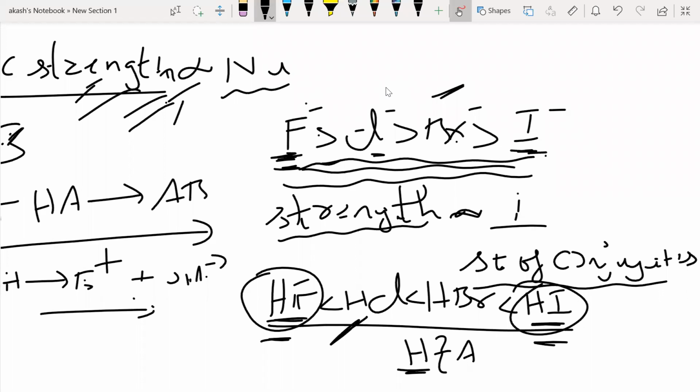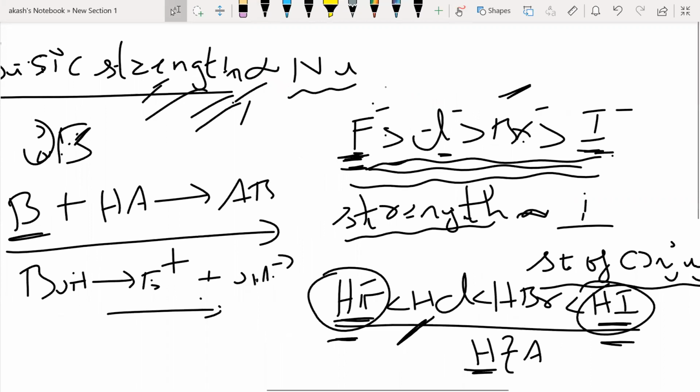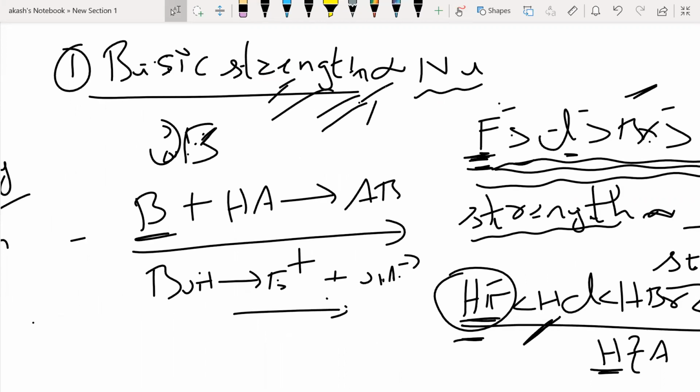So either way, whether you look in terms of strength of the base or in terms of ionic mobilities, you will get the same answer, right? F minus is the better nucleophile, and I minus is the least nucleophilic among all these four. Now guys, there are certain exceptions to this. Particularly, I told you basic strength is directly proportional to nucleophilicity. There can be exceptions to this.